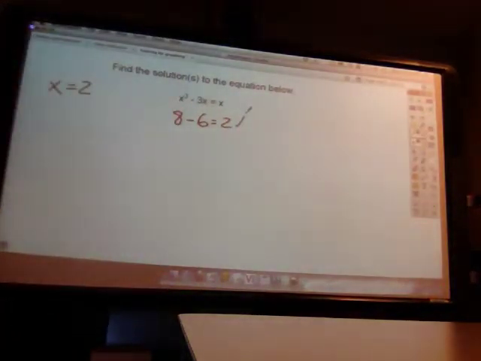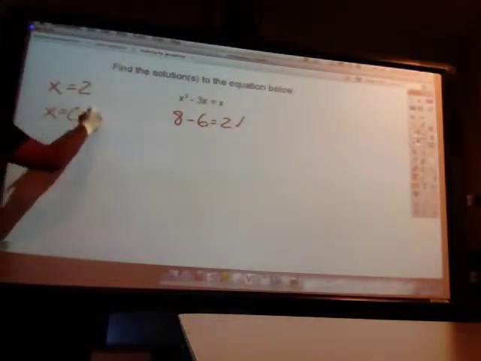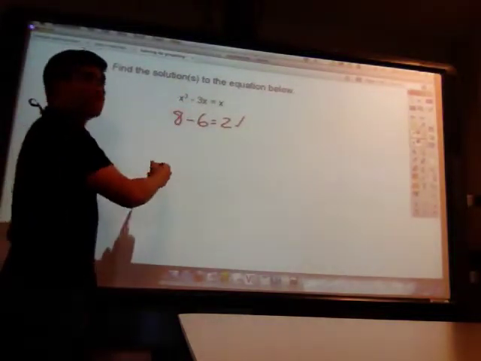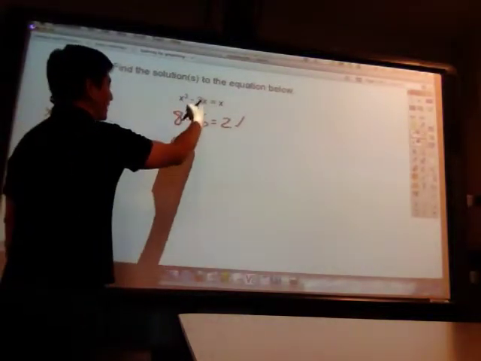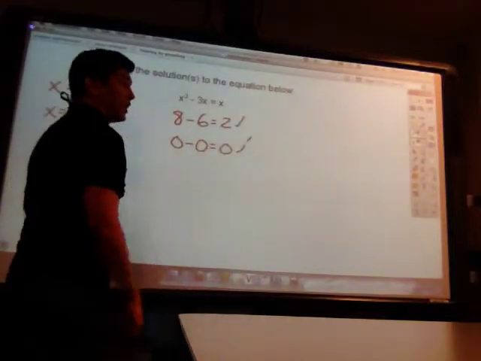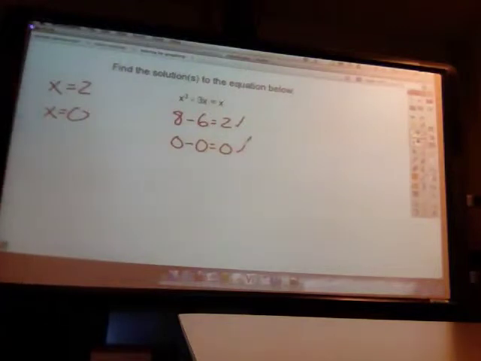But like I'm saying, because of certain aspects of this equation, there's another answer here. Anybody know what it is? Alex, what'd you get? 0. Let's try that. What is 0 to the third power? 0. Minus 3 times 0 equals? 0. Well, I hope that works. One more answer.